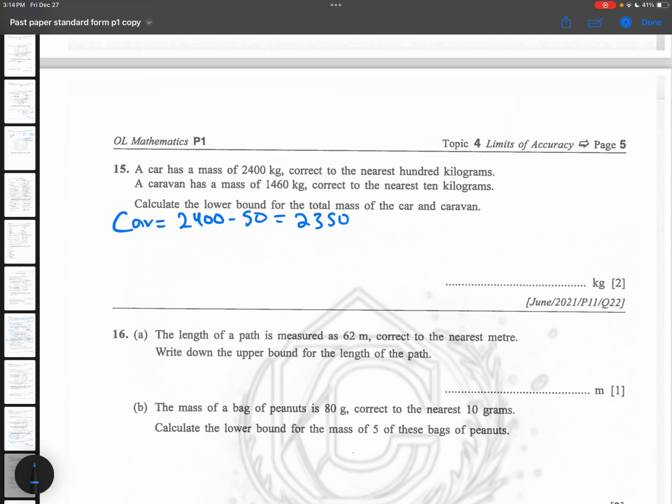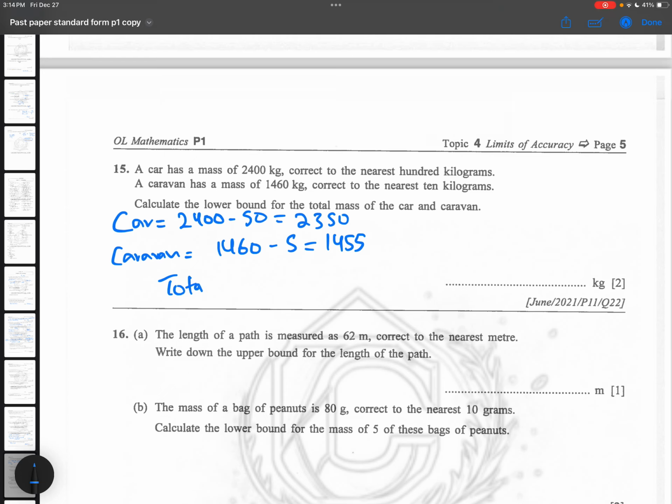This will give me 2350. And for the caravan, to get the lower bound, this is correct to the nearest 10 kilograms, so I will subtract 5 from it. This will give me 1455.